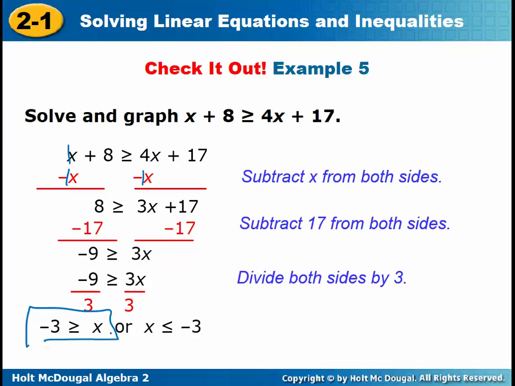Some people prefer the x being on the left side. That means that this right now is pointing at the x. The small side is at the x. So when you rewrite it with the x on the left side, if you prefer it, then x is less than or equal to negative 3. Now to graph that, all you really need is to know that at the negative 3, there'll be a solid dot because it's less than or equal to, and all the numbers to the left.